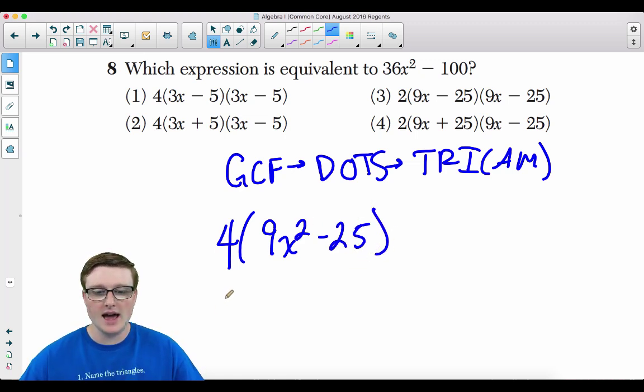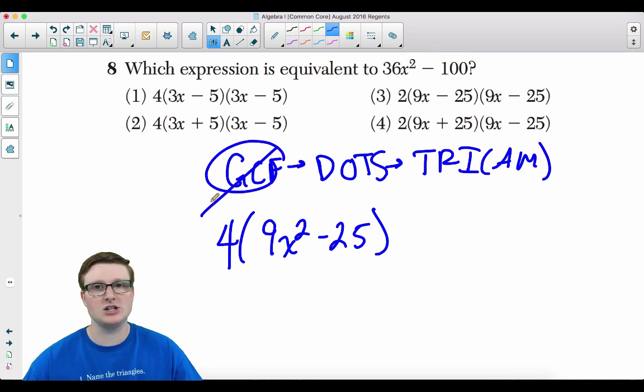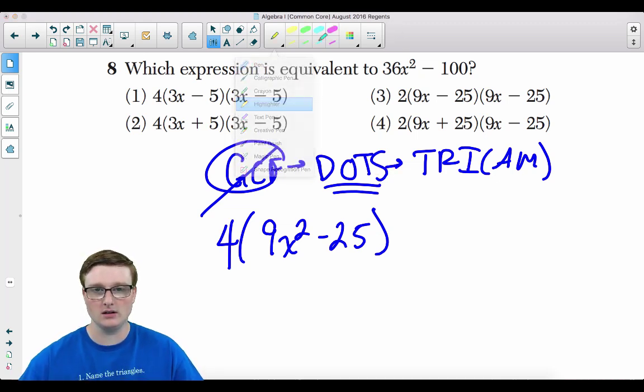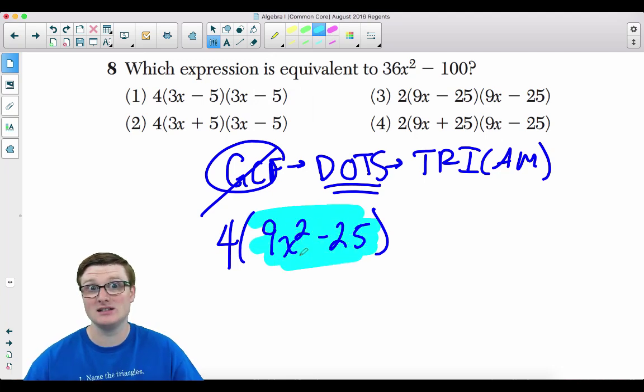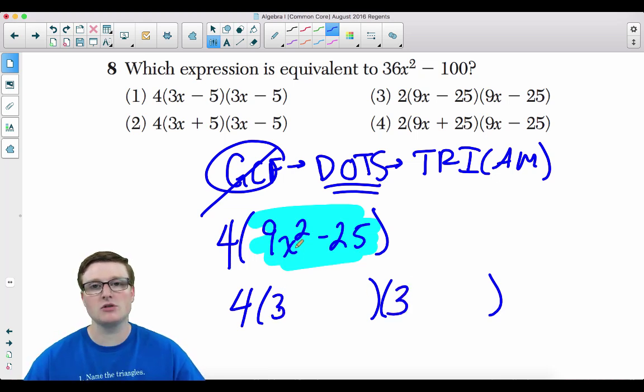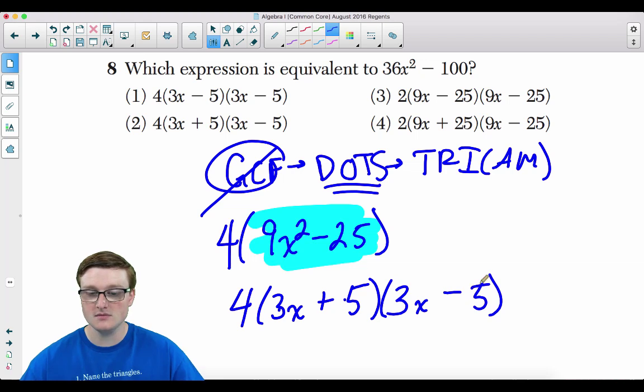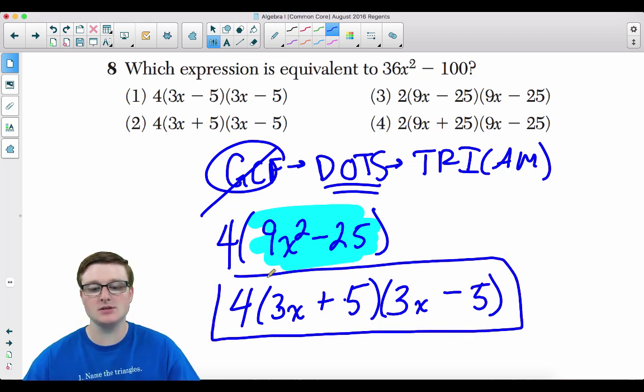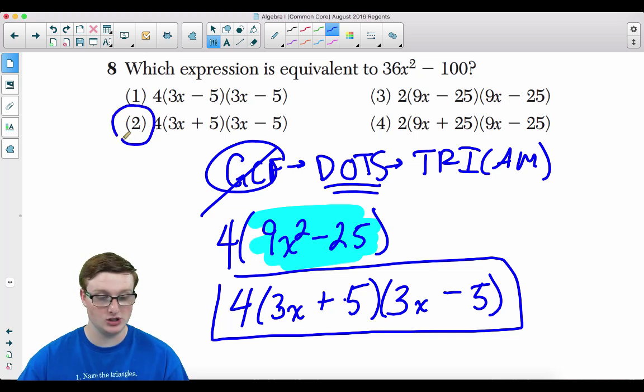Okay, great. So now, from here, GCF is done. We took care of that GCF. It's gone. Now we take a look at the difference of two perfect squares. Can I factor by the difference of two perfect squares? Yes, it is. So, when we simplify this, we simplify it to our double bubble. The square root of 9 is 3, 3. Square root of x squared is x and x. That minus sign indicates that we need a plus minus. And the square root of 25 is 5. And that, ladies and gentlemen, is your answer. 4 times 3x plus 5, 3x minus 5, which is going to be choice 2.